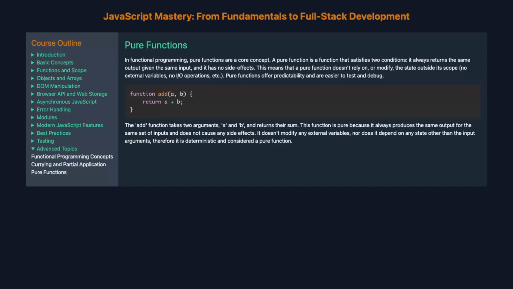The add function takes two arguments, a and b, and returns their sum. This function is pure because it always produces the same output for the same set of inputs and does not cause any side effects. It doesn't modify any external variables, nor does it depend on any state other than the input arguments. Therefore, it is deterministic and considered a pure function.